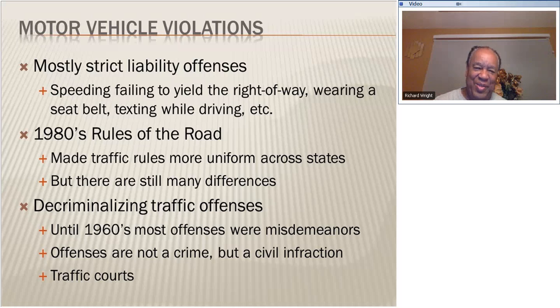35 means 35. That person complained and said that, well, other people were speeding. So the judge says, well, you're the one that got caught and you're representing the group, so how do you plead and so forth. Anyway, the bottom line is that it's a strict liability offense. Same as wearing a seatbelt. Those are for safety. Texting while driving, also for safety as well. And then the 80s rules of the road made traffic rules more uniform across the country. But there are still many differences, such as the speed limit.